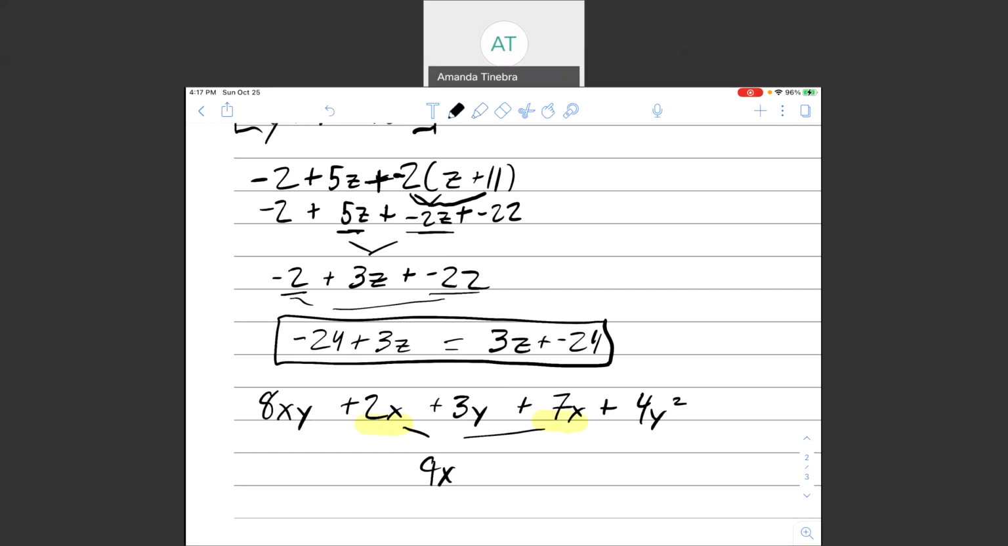But if I then bring down everything else, I have 8xy, 3y, and my 4y squared. y squared and y are not the same. And 8xy, that can't be combined with just x's or y. So this expression actually stays by itself. So really important that you remember only exact same variables count.